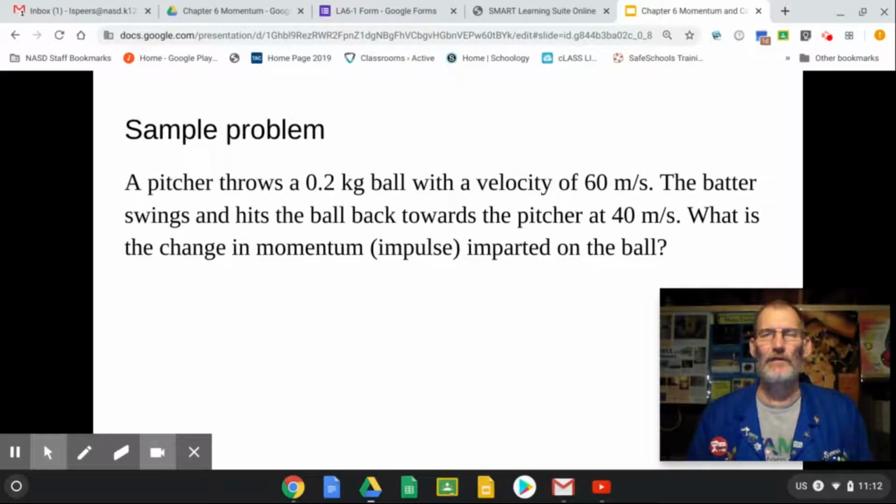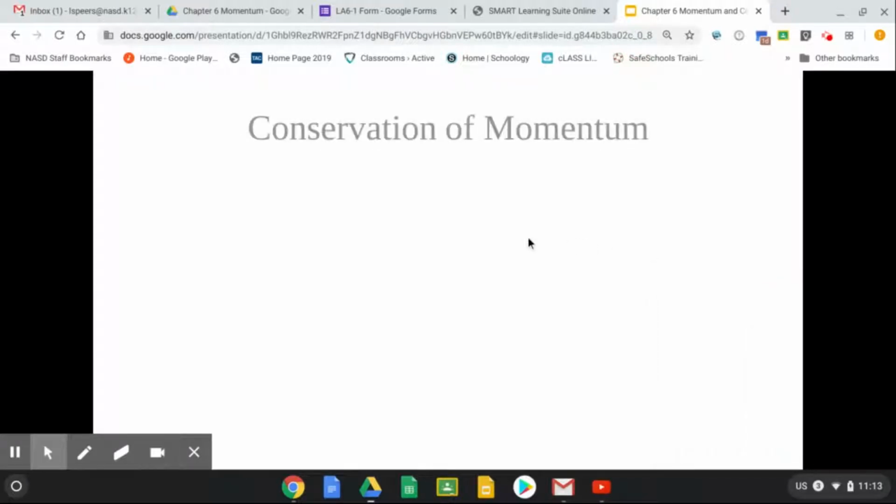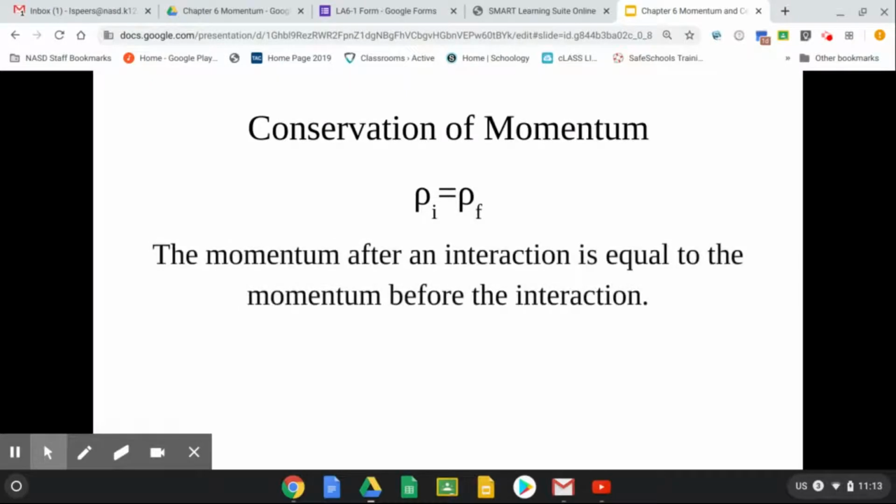Okay, so let's talk about today's ideas. Today, we're going to talk about the conservation of momentum. Now, we've already talked about conservation before. We had conservation of energy, where energy was changed from one form to another. Conservation of momentum is just a little bit different, but it does mean that the initial momentum of a system is going to be equal to the final momentum of the system. The momentum after an interaction is equal to the momentum before the interaction.